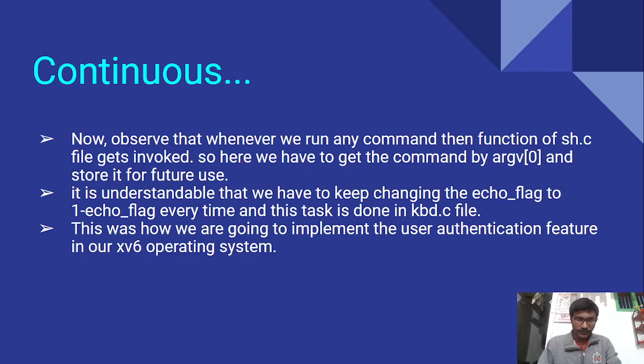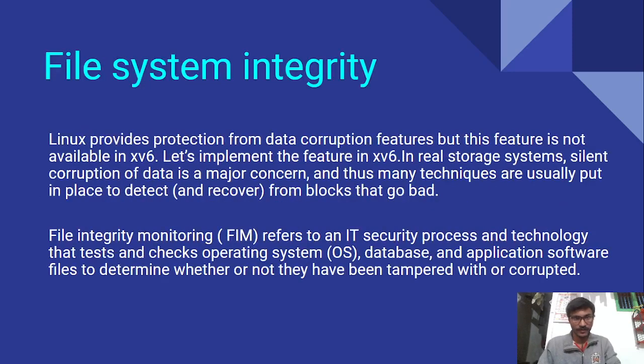Now, this was how we are going to implement the user authentication feature in our x86 operating system. Now let's talk about the other feature that I am going to implement, and this is file system integrity. So this is a protection feature. Linux provides protection from data corruption features, but this feature is not available in x86. Let's implement the feature in x86.